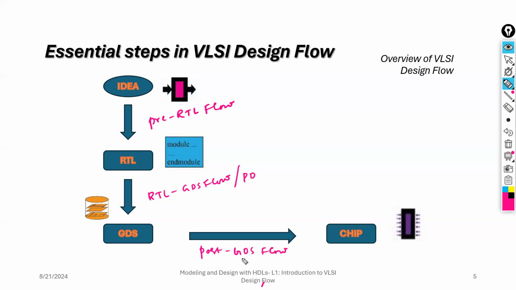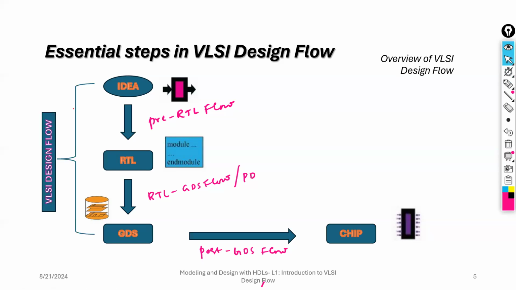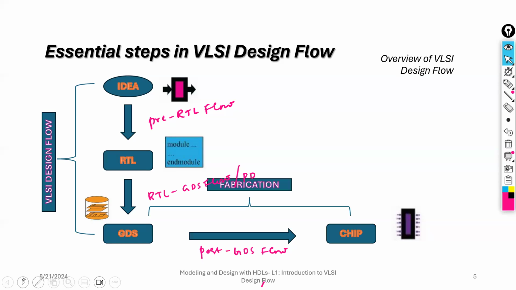So that means this flow is broadly divided into two parts. What are those? One we can call the VLSI design flow, from the start to creating the GDS. The second one is the fabrication. Therefore, the entire flow is divided into two parts. One is the basic VLSI design flow. The second part is called fabrication. Let us see the individual steps. What is there in the pre-RTL flow? What is there in the RTL to GDS flow? What is there in the fabrication? Step by step.